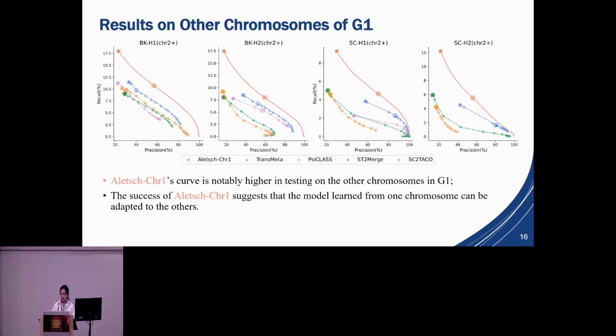Here is the precision-recall curve for testing Aletsch-CHROM1 on the other chromosomes in group 1. The star symbol on the top of the curves represents the scenario where we disable all the filtering and the tools can reach their highest recall. The circle point in the middle shows the precision and the recall in the tools' default setting. We can see that Aletsch-CHROM1's curve is notably higher than the other tools in this group. This success suggests that the model learned from only one chromosome can be adapted to the other chromosomes.